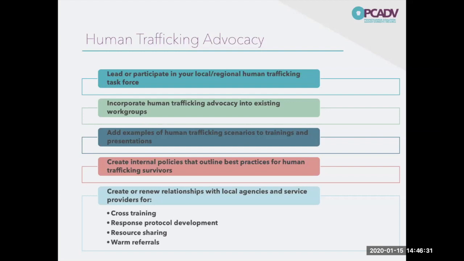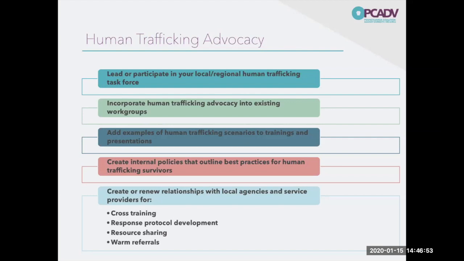So I gave some good examples of ways that human trafficking can co-occur with domestic violence. Just incorporating some of those small examples into your existing trainings will help community members understand that this is a form of interpersonal violence as well.